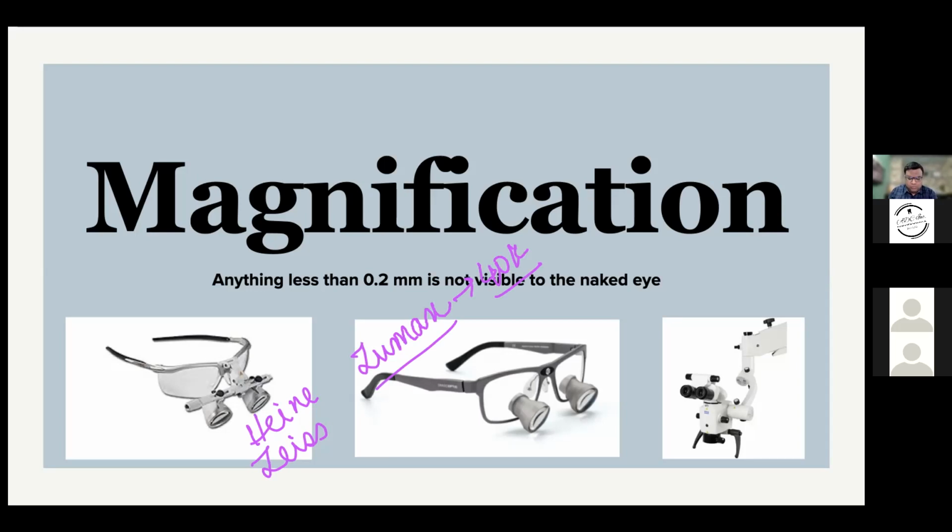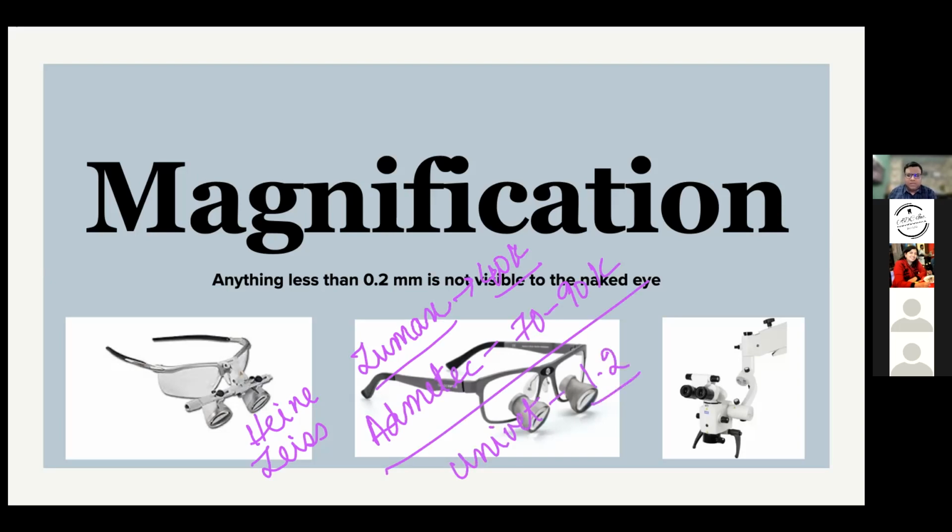The next you could look at is Admetech, which is the next good level, around 70 to 90K. But if you are ready to go that extra mile and buy really good flip up loops, you could look at Univet, which starts from 1.2 lakh for those flip ups. Zeiss unfortunately doesn't make flip up loops, but if they would, I would be the first person to buy one. Univet goes from 1.2 onwards, and Univet is good.